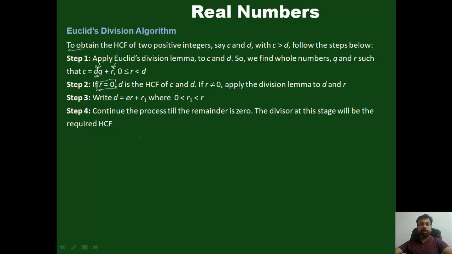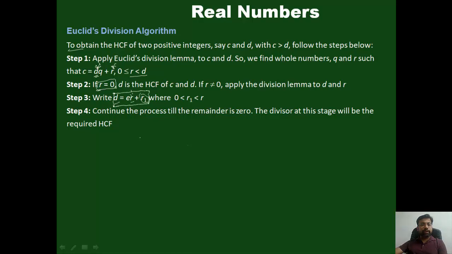Now, which one will be bigger? D will be bigger. The divisor will be bigger than the remainder, right? Because the remainder is always between 0 and D. So R is always less than D. So D becomes the dividend and R becomes the divisor in the next step. So for two numbers D and R, there would exist two numbers E and R1 such that R1 lies between 0 and R, which is the divisor, such that D is equal to ER plus R1, right?